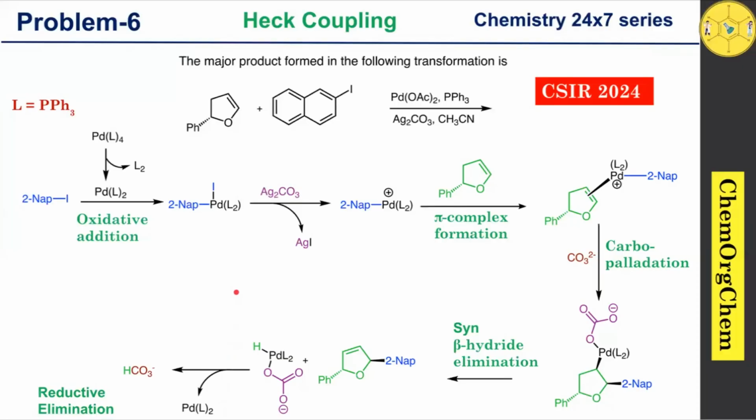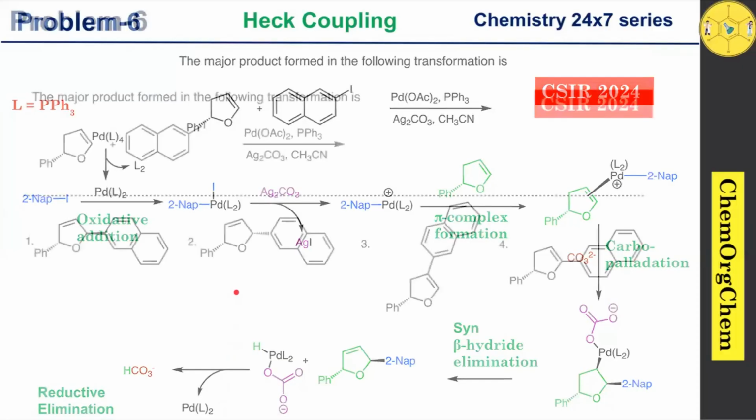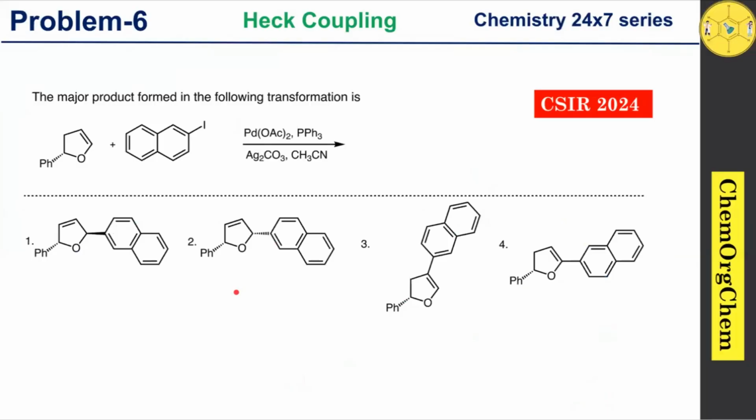Well, let's move to our question. As per our discussion, among the four answers, the correct option for this question is option 1. That's it for today's problem. I hope this video has helped you to understand the Heck coupling reaction and cationic mechanism, followed by the stereochemistry and regioselectivity involved in this reaction.